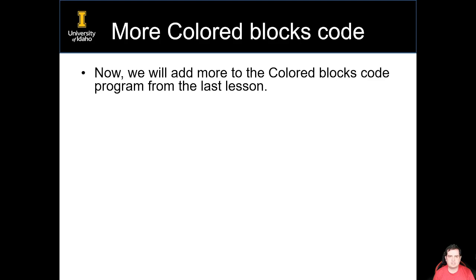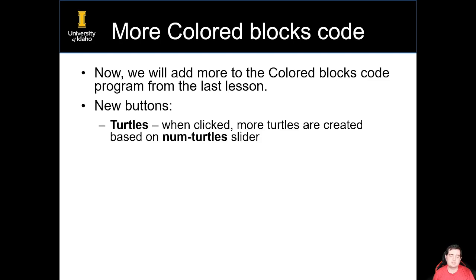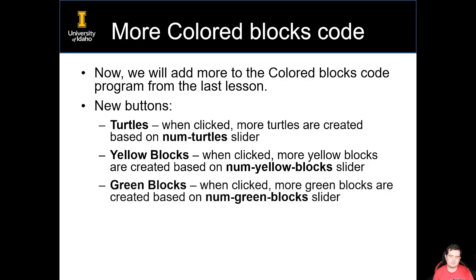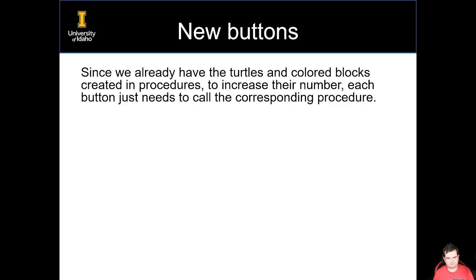So what we're going to do is add more to the colored blocks code from the last lesson. We're going to add some new buttons. We're going to add a turtles button so that when it's clicked, more turtles are created based on the number of turtles slider. Whenever we click on yellow blocks, more yellow blocks are going to be created based on the number of yellow blocks slider. When we click on green blocks, similar for green. And every time we go through the go routine, we're going to make it so that there's a 1% chance that the clear drawing command is going to be executed to clear all the line pens, but it doesn't affect any of the patches or the turtles.